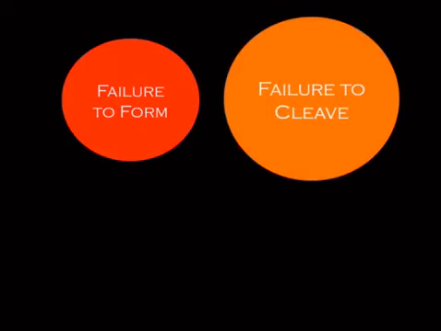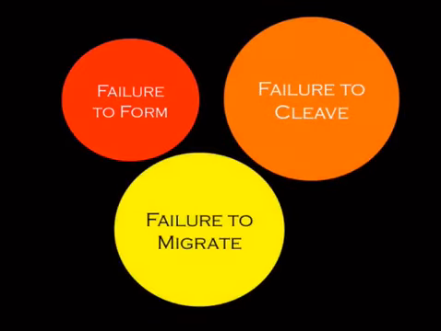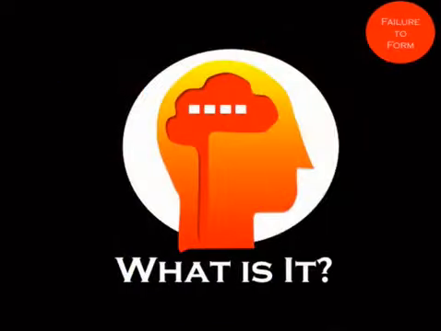So congenital peds brain stuff can be thought about basically in a couple of different flavors. You can think about stuff that has a failure to form, a failure to cleave, or a failure to migrate. And that's how we're going to go through the bulk of this talk. So let's talk about failure to form first.